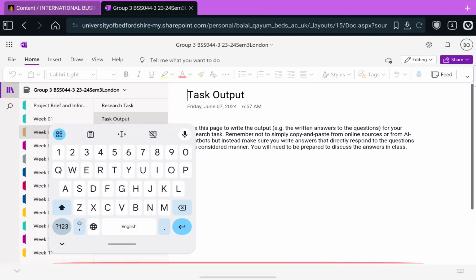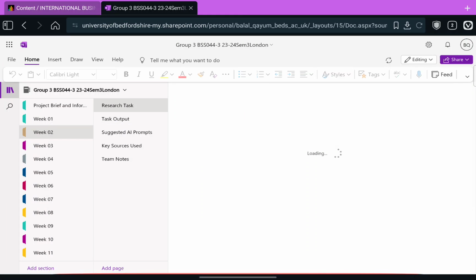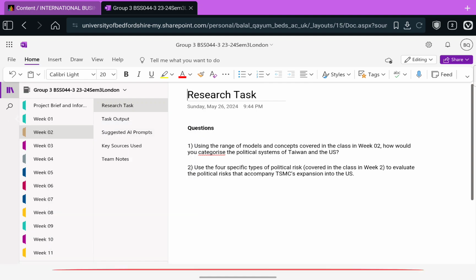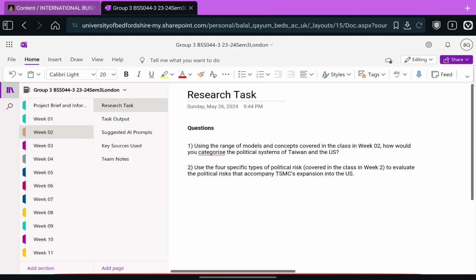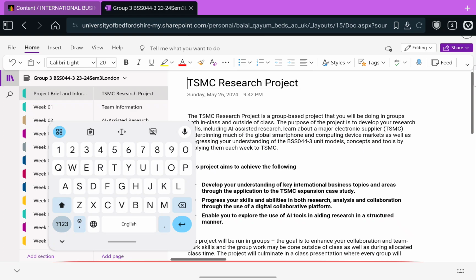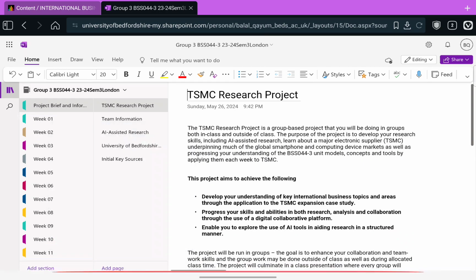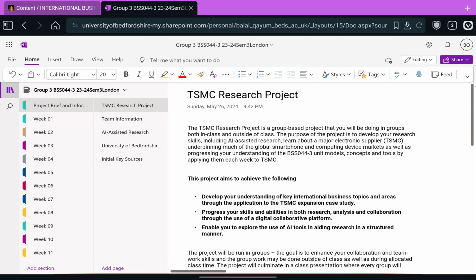Similarly, in week two, where we are looking at political systems and political risk, we'll be applying that to the case study as well, trying to categorize the political systems of Taiwan and the US, as well as looking at specific types of political risk that we've covered in class and applying that to TSMC's expansion to the US. So it's a way of getting hands-on, direct experience with the concepts, models and theories that we're discussing in the class itself.